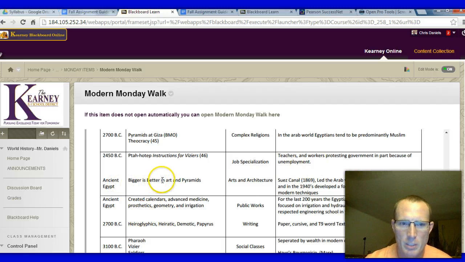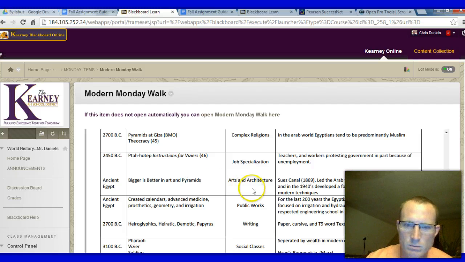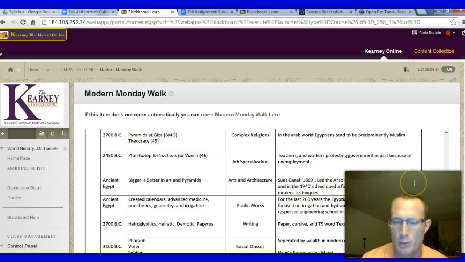In ancient Egypt, bigger is better in art and in pyramids. What this means is that things that are emphasized in the art are larger than the things that are less emphasized. So you'll see a king that is very, very large sitting next to a servant, who might be standing and being very small. The other thing that we're looking at is the Suez Canal in 1869 led the Arab world in cinema and photography, and in the 1940s developed a focus on poverty and old ways with the modern techniques. So you're seeing arts in ancient Egypt as well as present-day Egypt being kind of the center of art and being a springboard for the rest of the world, as far as in Africa and the Middle East.